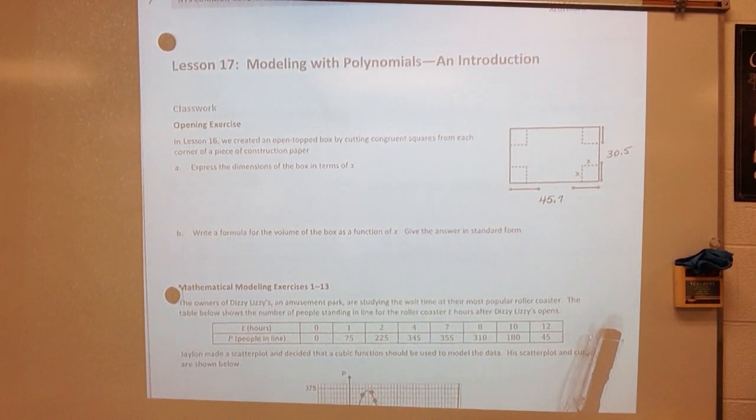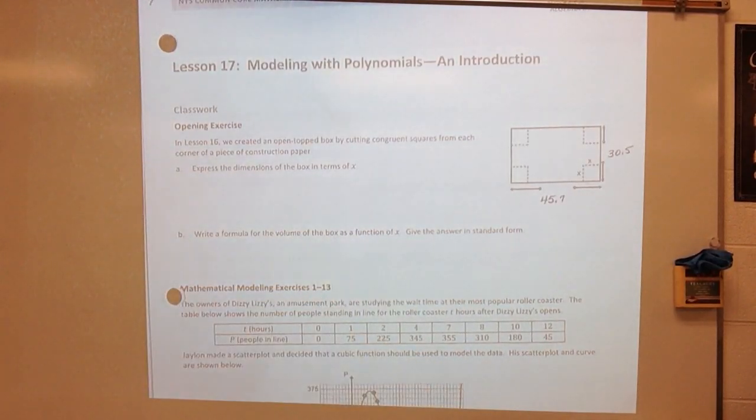Our goal today is to interpret and represent relationships between two types of quantities with polynomial functions. Alright, so in our last lesson we talked about doing an open-topped box and cutting out congruent squares from each corner of the piece of construction paper. Because we didn't get to actually do that activity, I went ahead and filled in some information. I filled in that our length was 45 7/10 and that our width was 30 5/10. And it wants us to express the dimensions of the box in terms of x.